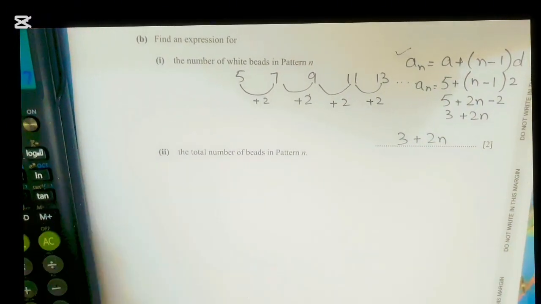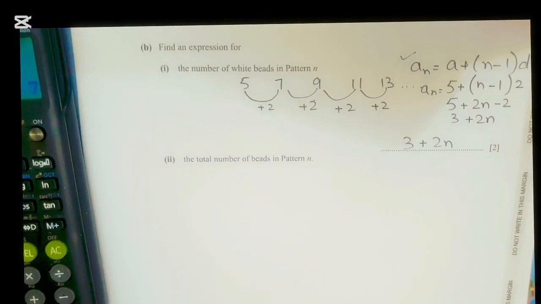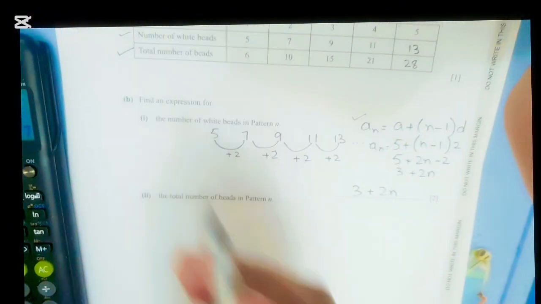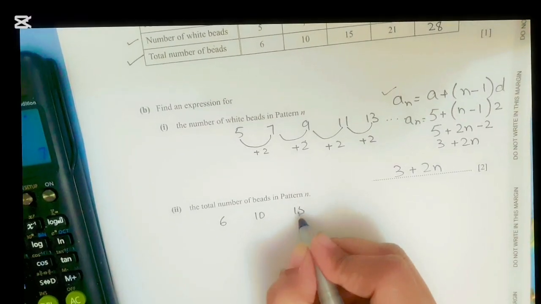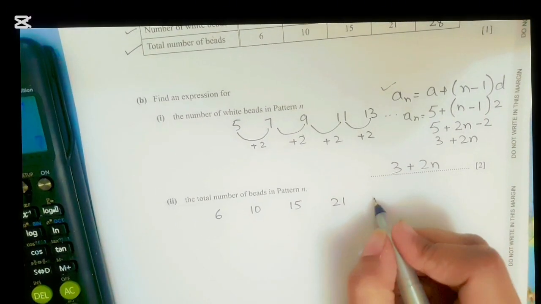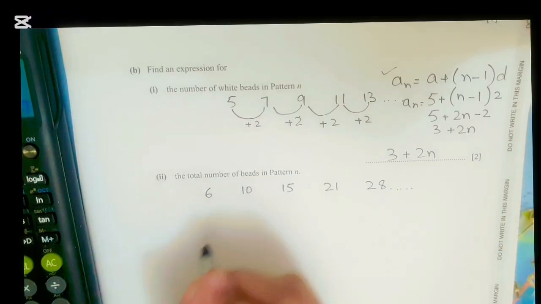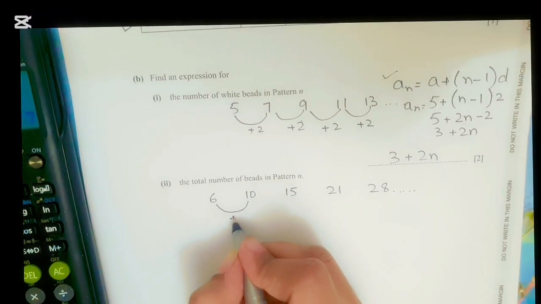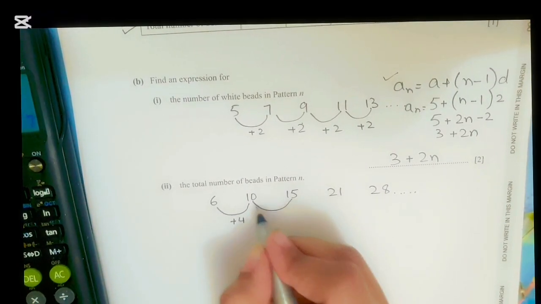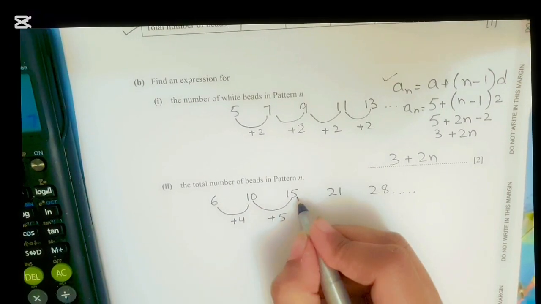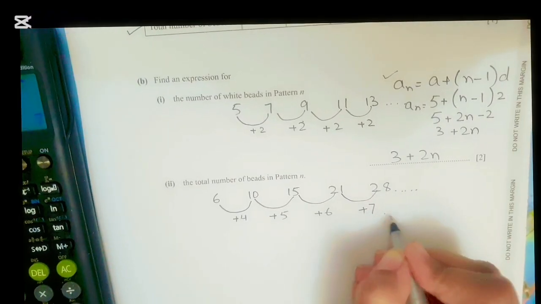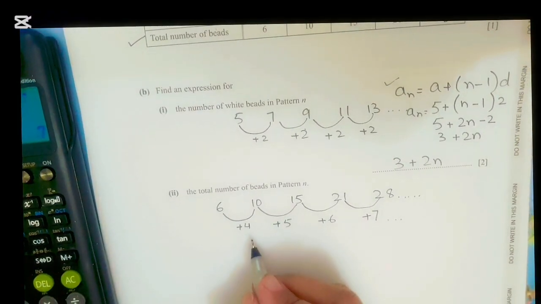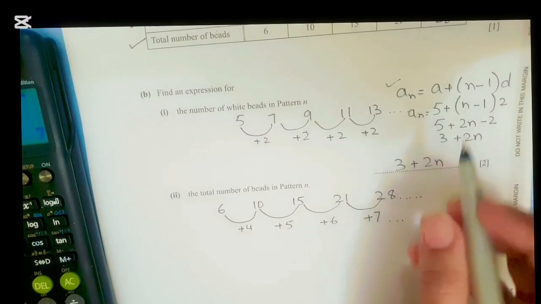Now see the total number of beads in pattern n. So now they are saying that the total number of beads is this line. So we can write 6, 10, 15, 21, 28 and so on. So now here the difference is plus 4, but here this is not plus 4, this is 5, and here 15 to 21 is plus 6 difference, and plus 7 and so on. So you can see that the difference is different, so we cannot use this formula.